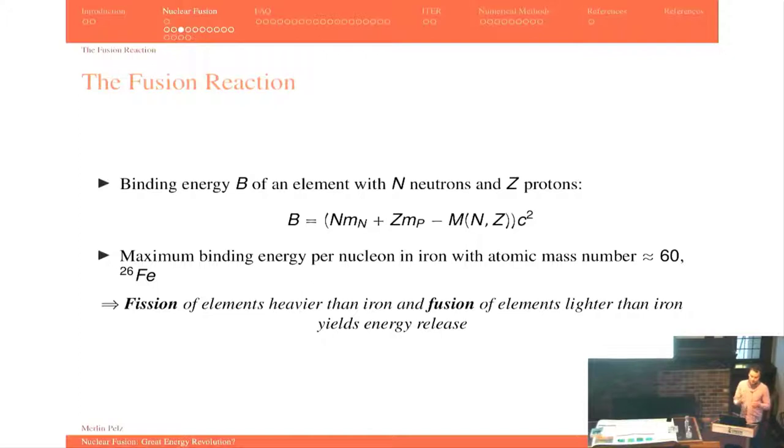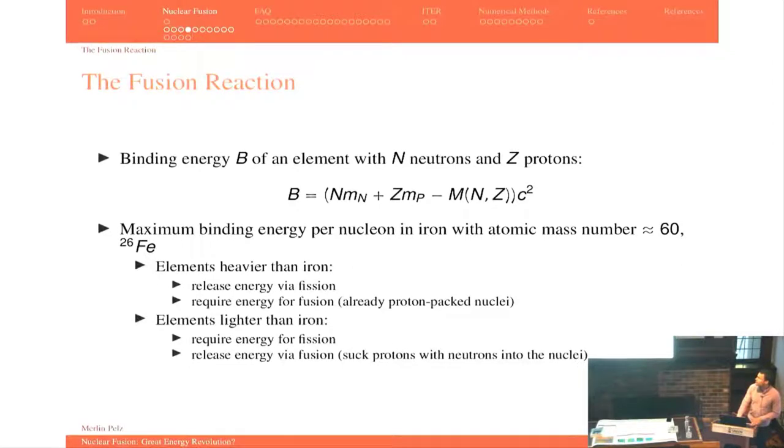That also means that for fission of these lighter elements we have to put in energy, because they want to be bigger for the maximum binding energy, and fusion for the heavier ones, just as before. And here everything is explained again. So we release energy via fission and require energy via fission for lighter elements.